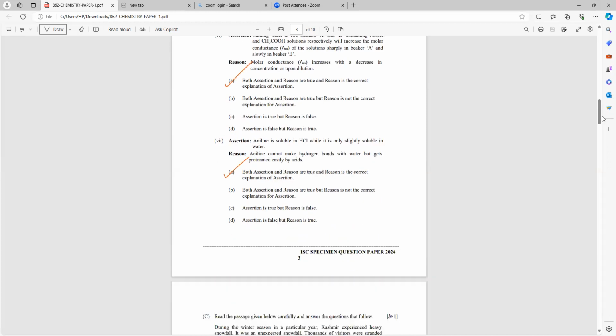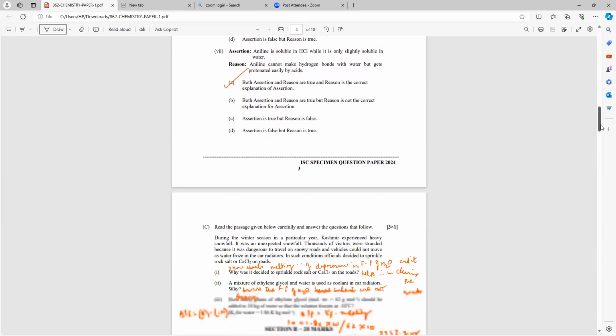Then the next part, assertion says aniline is soluble in HCl while it is only slightly soluble in water. Reason: aniline cannot make hydrogen bonds with water but gets protonated easily by acids. Again, both assertion and reason are correct, so option A is the correct answer.